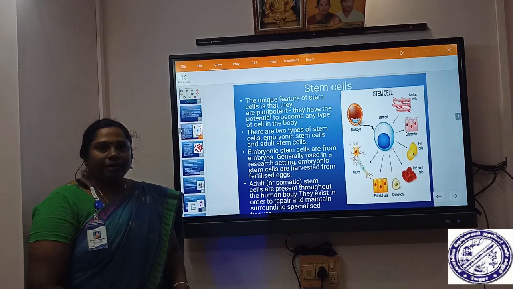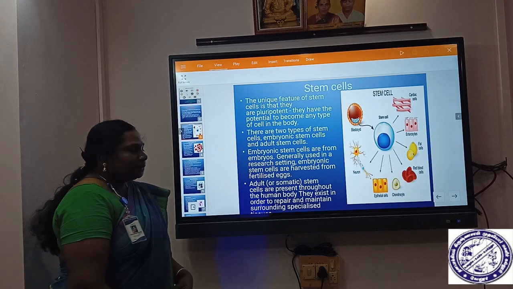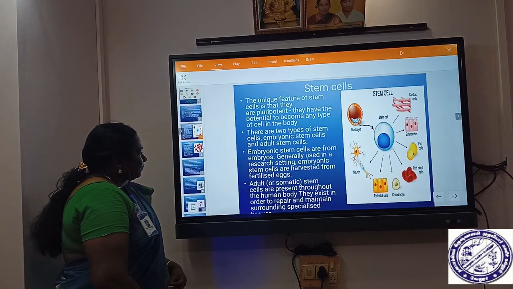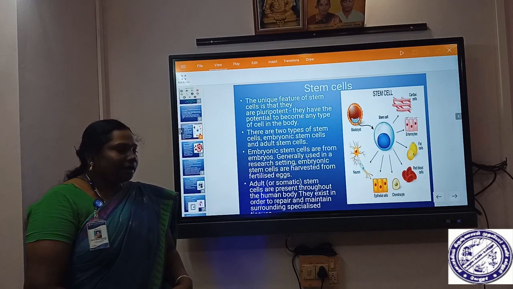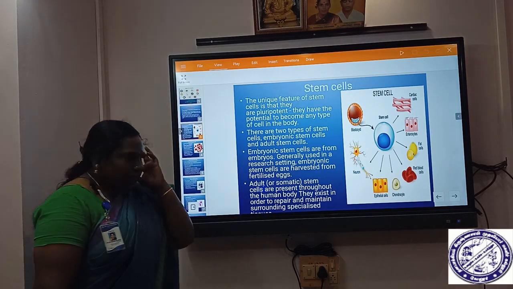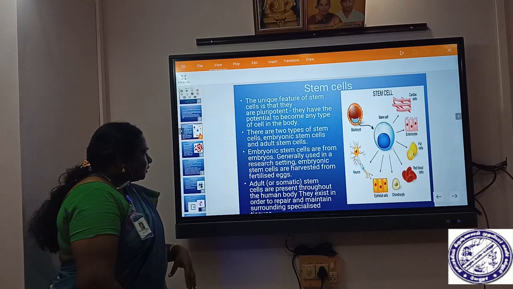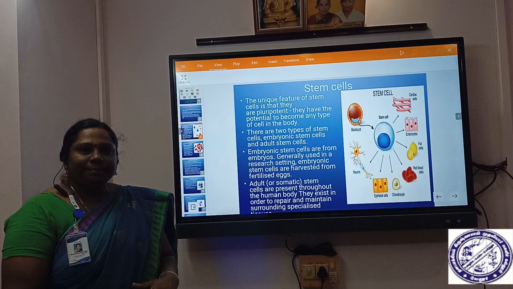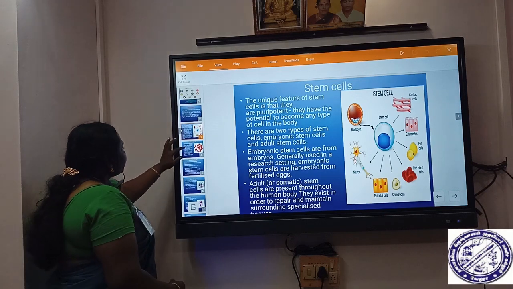Embryonic stem cells are derived from the embryos, and these are generally used for research purpose. Adult stem cells, they are present in the adult body. They exist in order to repair and maintain the surrounding specialized cells.